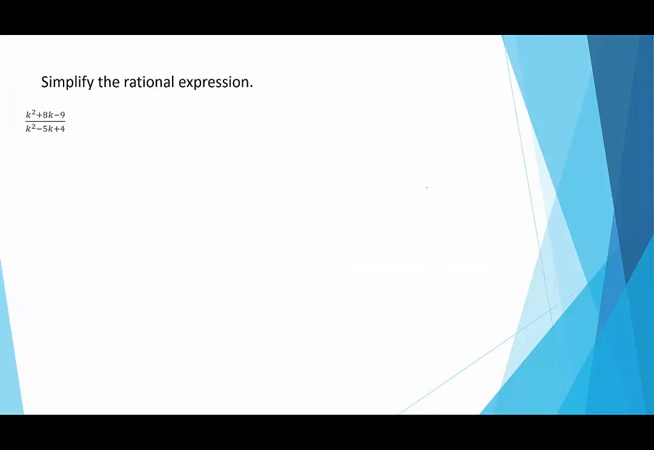Let's get started. We want to simplify the rational expression. We have k squared plus 8k minus 9 over k squared minus 5k plus 4. One of the most common mistakes that I see students make is they cancel out the k squareds because they're like, look, there they are, yay! But k squared is not a factor. It's being added to something. Factors are only being multiplied to other factors. So we can't simplify those k squareds, resist the temptation.